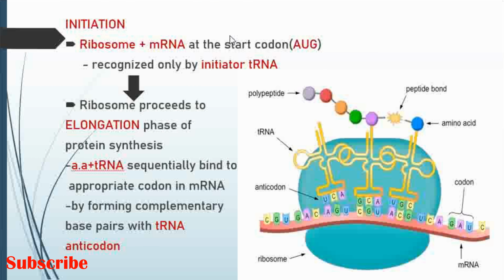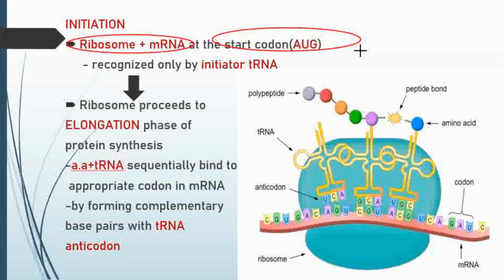Next, coming to the process of translation, we have initiation, elongation and termination as the steps of translation. First, in initiation, the ribosome and the mRNA bind at the start codon. Start codon is AUG, this you must remember, AUG is the start codon. So the ribosome binds with the mRNA.